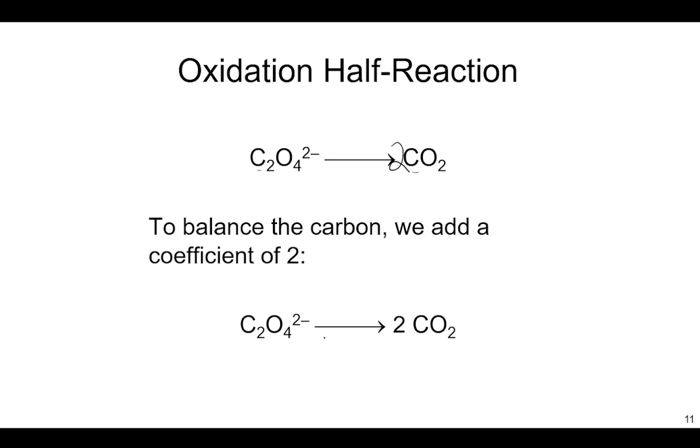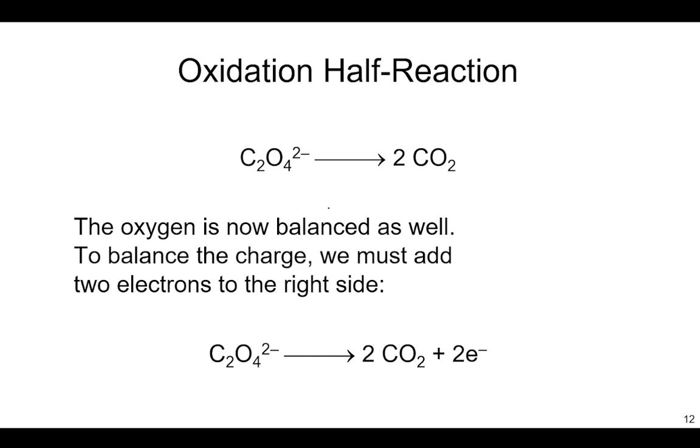There are 4 oxygens on the left, and there are, well, 2 times 2, 4 oxygens on the right. So that is already balanced. So that's good. And now I can balance the hydrogen. Well, there is no hydrogen on each side, so that's already balanced. That's great. So now I've balanced the carbon, I've balanced the oxygen, and there are no hydrogens, so that's effectively balanced. And now I can move on to balancing the electrons.